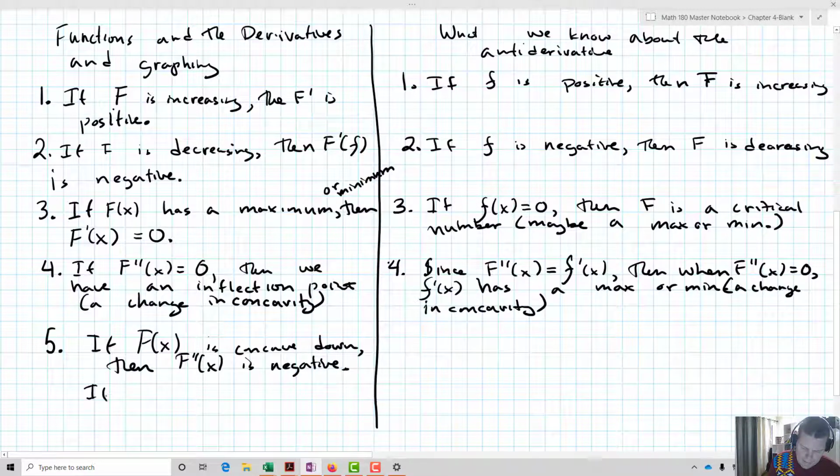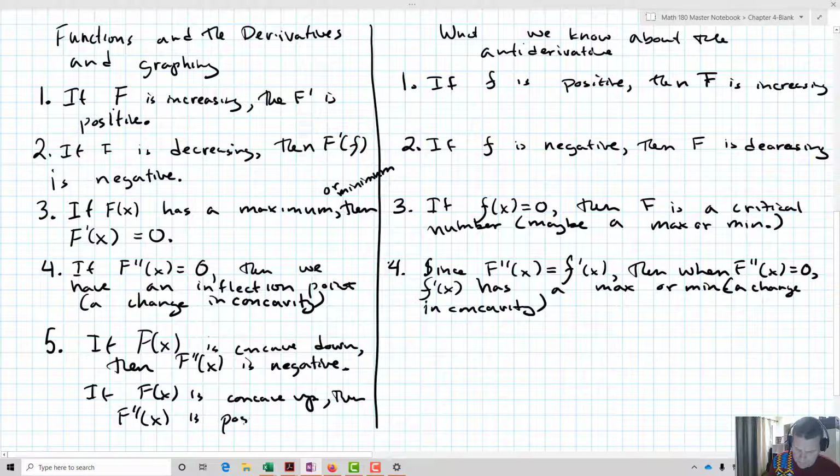And then if big F of x is concave up, then big F double prime of x is positive. Okay, so what we want to do now is think about what's that corollary. If big F of x is concave down, then big F double prime of x is negative. So that's the second derivative.